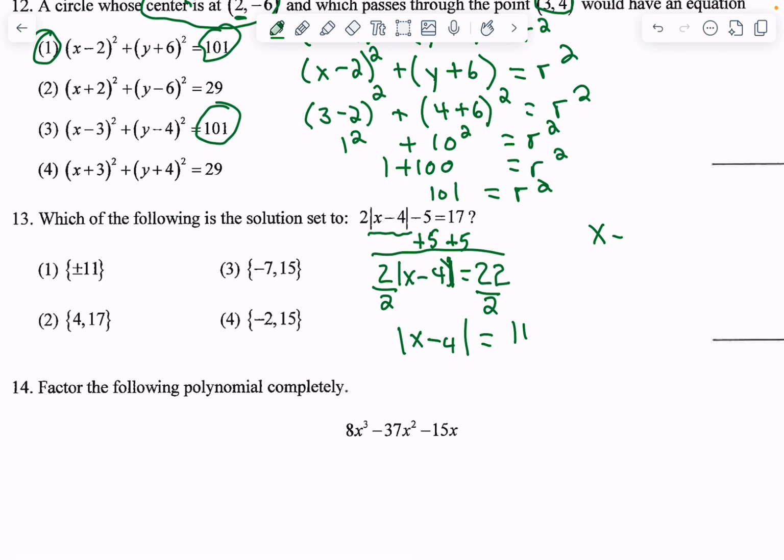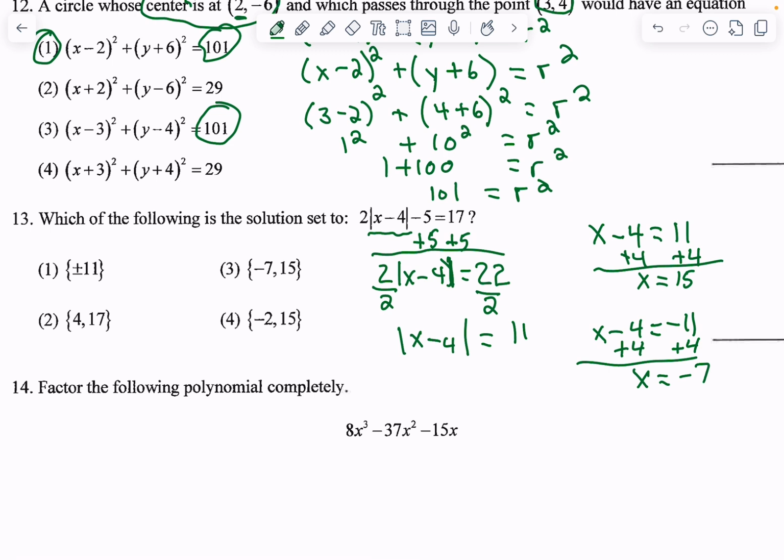So it could be a positive 11 because the absolute value of 11 is 11. And we also have to do when x minus 4 is equal to negative 11 because the absolute value of negative 11 is still positive 11. So we're going to add 4. We get x is equal to 15. If we add 4 here, we get x is equal to negative 7. Okay, so which one has negative 7 and 15 is choice 3.